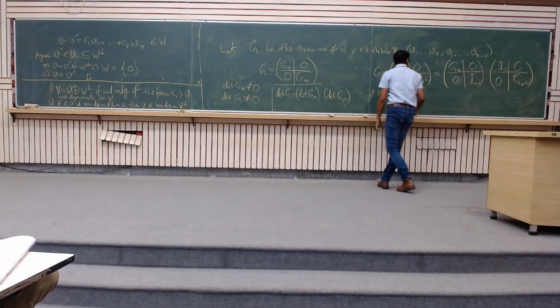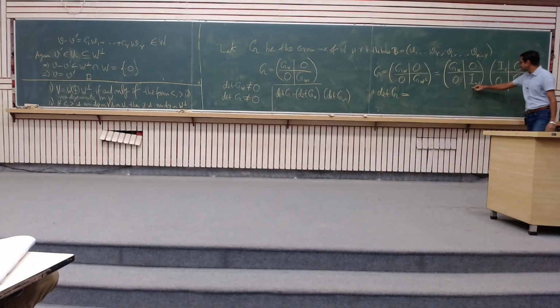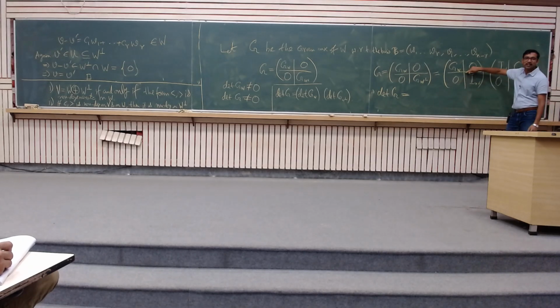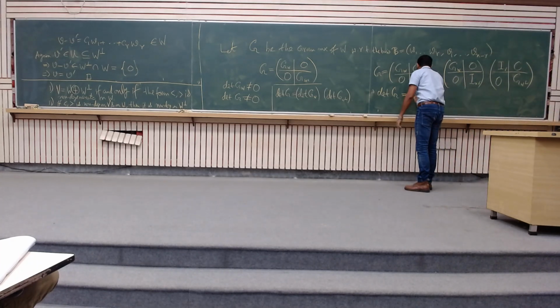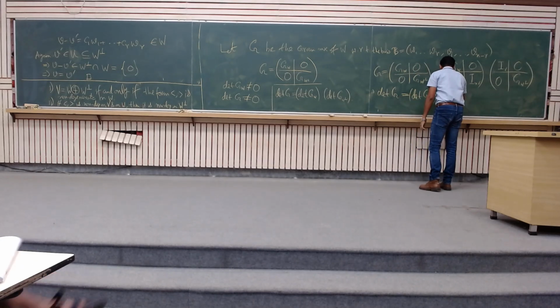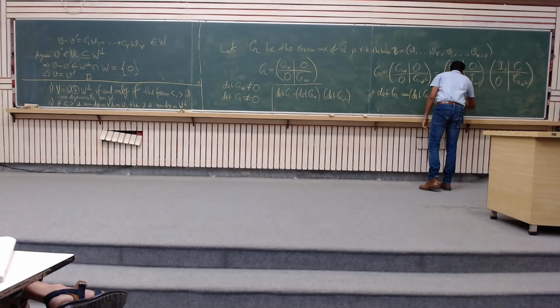Determinant of G is equal to the determinant of this times the determinant of this. Now what is the determinant of this? Determinant of G_W, right? You expand with respect to the last column, then the previous column, and then the previous column, and go on. You just get up to 1 here, and then it is the determinant of G_W. The same happens here as well. So determinant of G_W times the determinant of G_W perp.